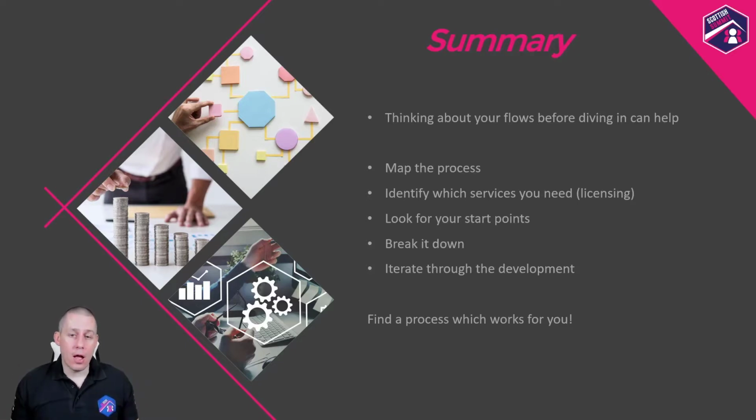And I shared with you my 5 steps of how I do it. You will find your own. You will find a process that works for you. But if you can start with the basics, such as mapping the process, thinking about the services that you need to support that process, which in turn helps you think about the licensing. Looking for your start points, not just what is right at the very beginning, but as you start to think through your process, think about the different touch points where you need human interaction.